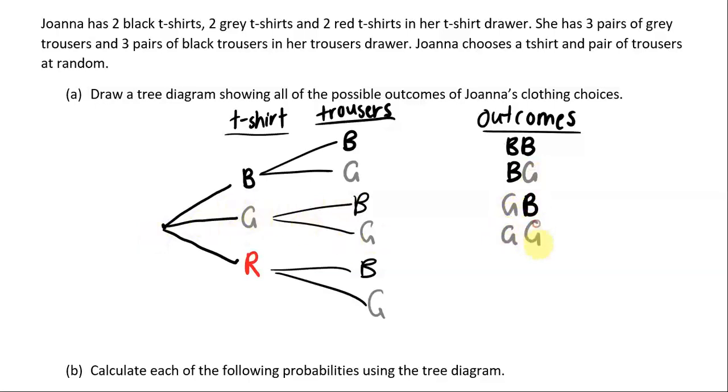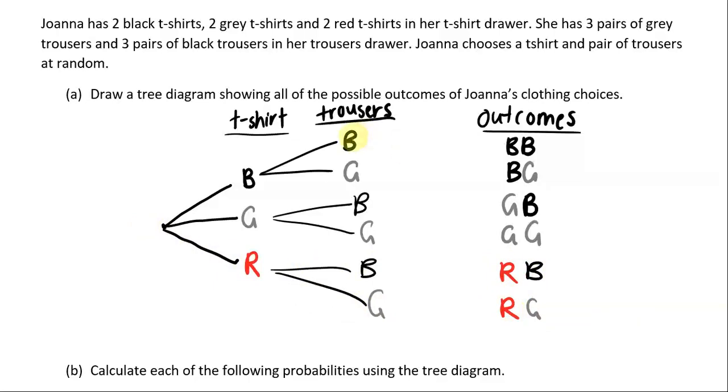Grey t-shirt, grey trousers. Our next option is a red t-shirt and black trousers. So R for red t-shirt and B for black trousers. Or finally, a red t-shirt and grey trousers. R for red t-shirt and G for grey trousers.